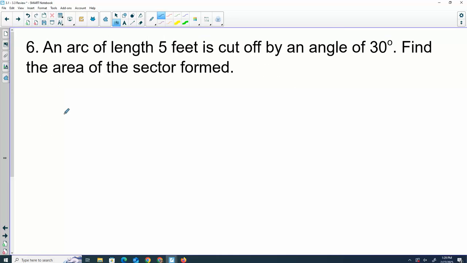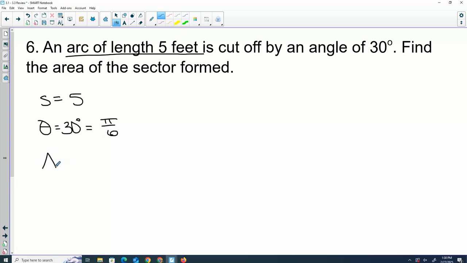And the last one I put together. An arc of length 5 feet. What am I talking about there? S. So S is 5. It's cut off by an angle of 30 degrees. So my angle is 30 degrees. But we have to have radians. So you might just remember, what is 30 degrees in radians? If not, you multiply by pi over 180 to get there.